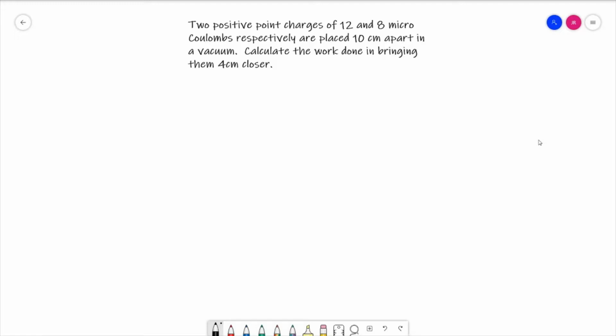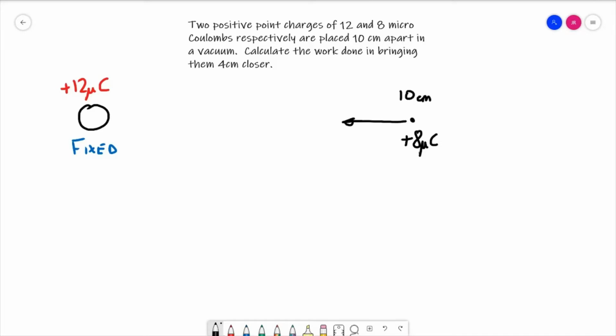So in order to look at this question then, I'm going to firstly draw the plus 12 microcoulomb charge here, and we're going to say that this is our fixed charge, so we're going to keep that in position and we're not going to move it at all. We're taking our plus 8 microcoulomb charge and we're moving it from 10 centimetres away to a point 6 centimetres away. That's the 4 centimetres closer bit that we're covering.